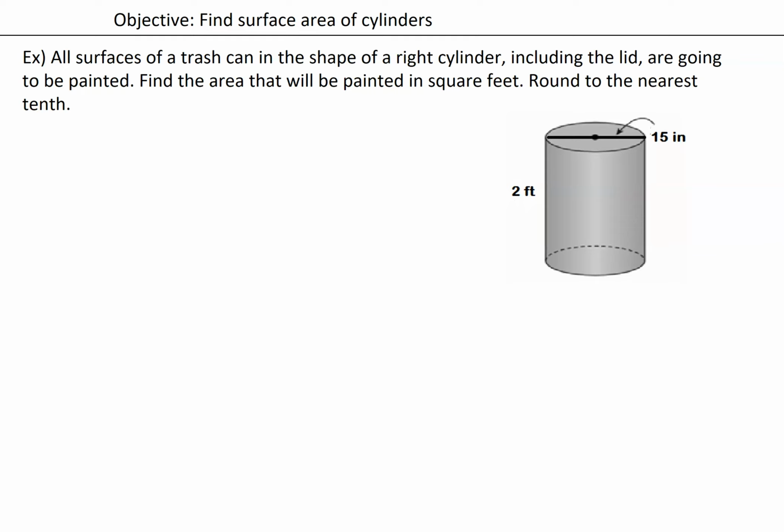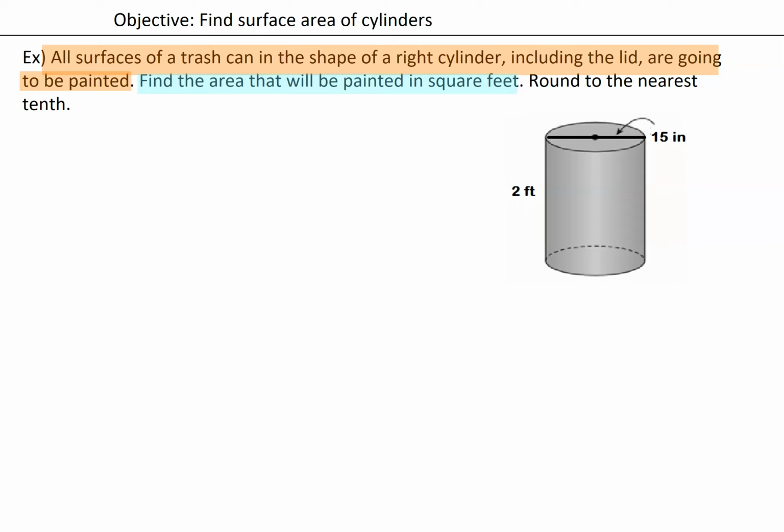All right, here is our first example. So all surfaces of a trash can, which is in the shape of a right cylinder, including the lid, just in case we were wondering, are going to be painted. And it's here talking about outside surfaces. So unless it specifies otherwise, we're always talking about the outside surfaces. So we're simply to find the area that's going to be painted and do so in square feet.